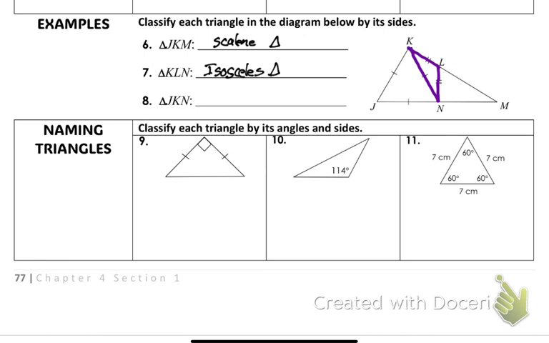Anyone want to take a guess at what the last one is? Because we got to roll through all of them. But let's take a peek at it. JKN. Do we see one tick mark on all three of the sides? Yeah. That means all of them are congruent, so that must be an equilateral triangle.